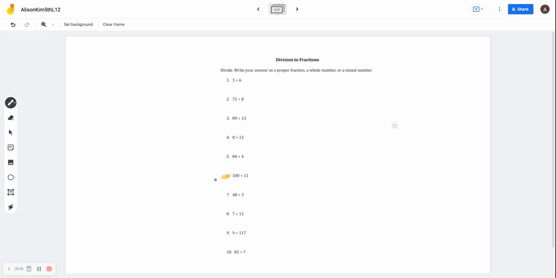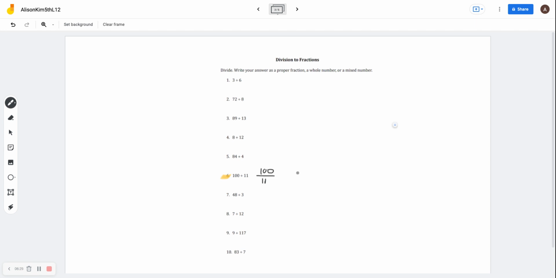So in this case, let's do number 6. Number 6 gives us 100 divided by 11. As I said before, division is the same thing as a fraction. So in this case, the 100 is in the front, so 100 will go on top, and your denominator will be 11.